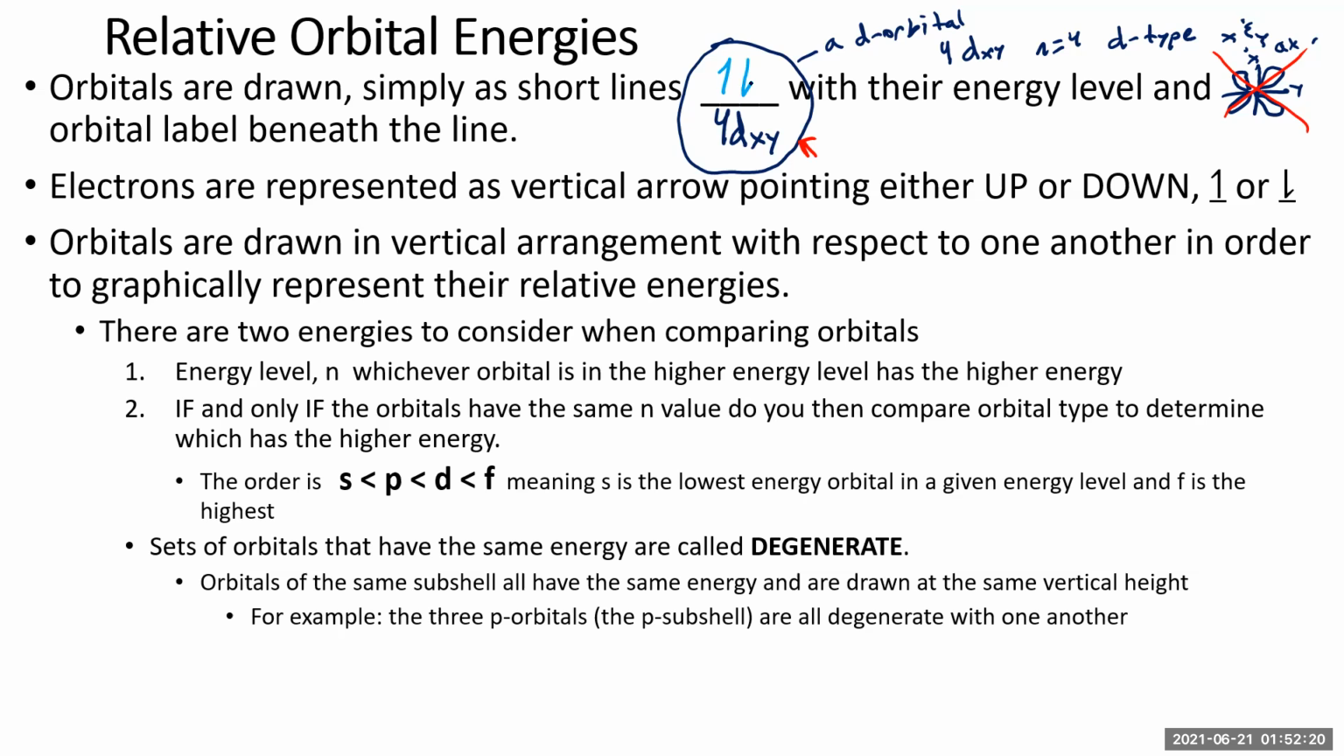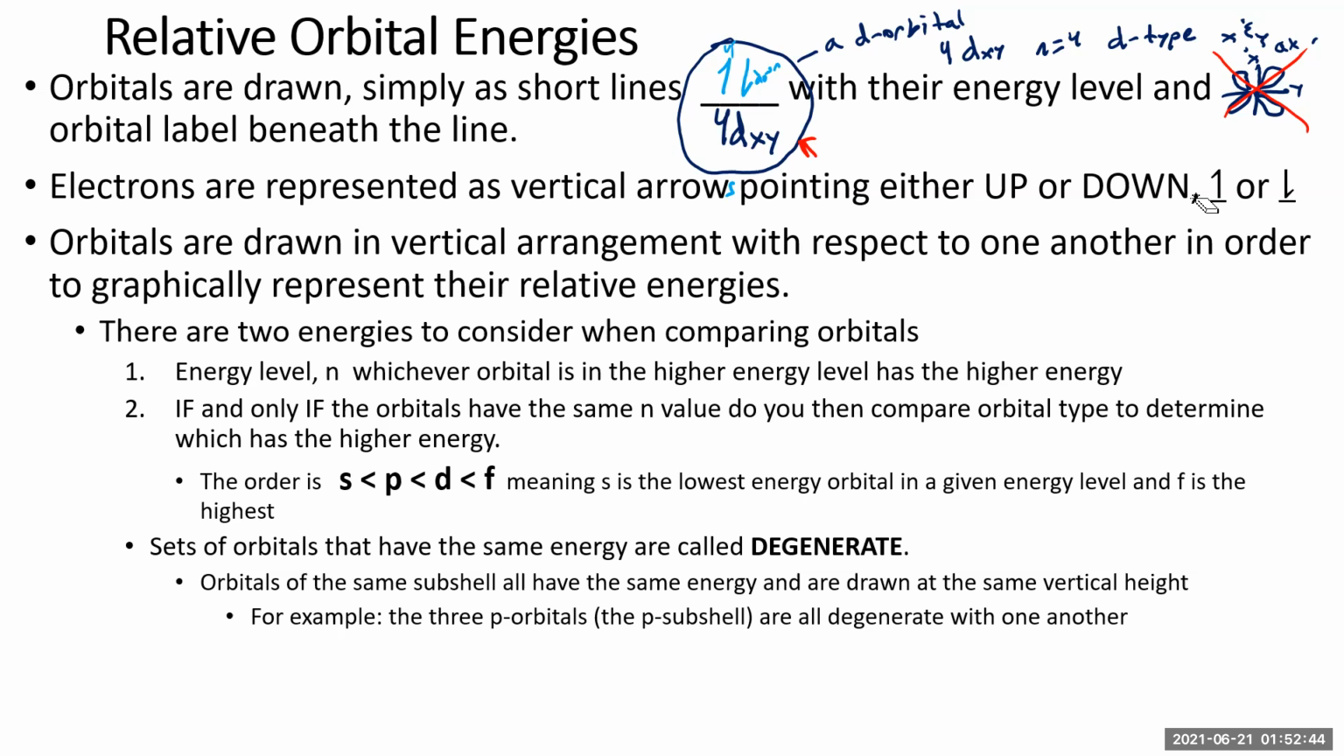Electrons are represented as vertical arrows pointing either up or down. So here they are. And you can see I drew them that way over here too, up or down. I'll explain later why that is, why they have direction. It has something to do with the magnetic field generated by a spinning negative charge or a spinning charged particle.